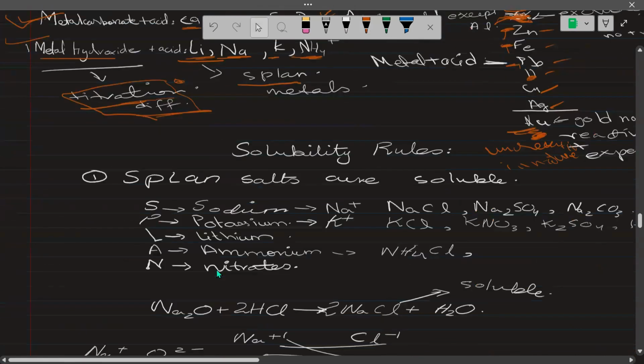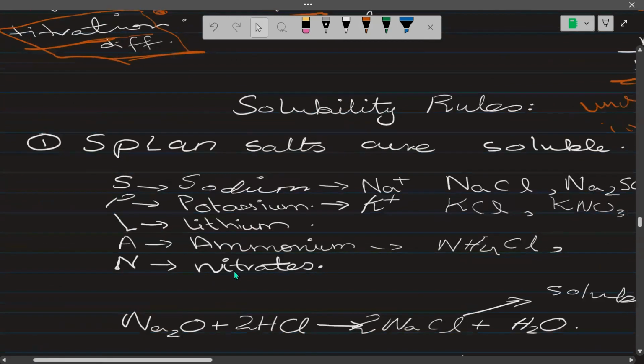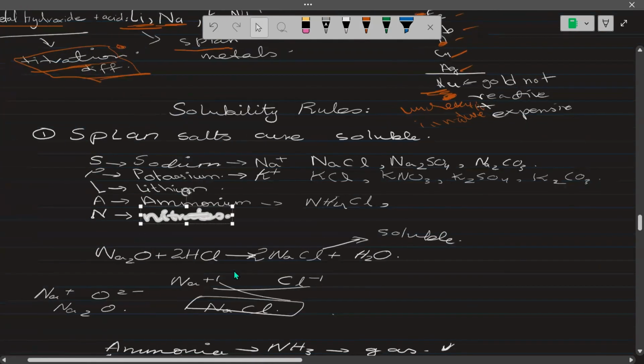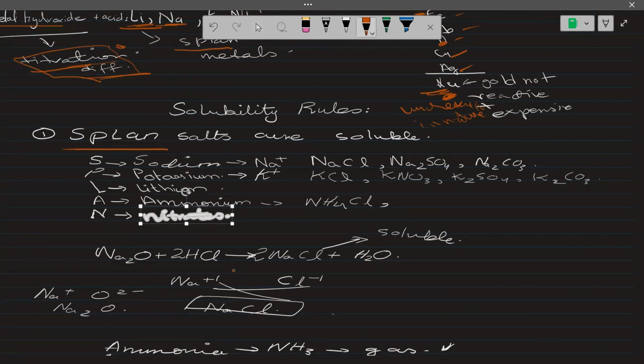Now let's come to the solubility rules. The first rule of solubility is that SPLAN salts are all soluble. SPLAN is derived from some element names. For example, S means sodium, P means potassium, L means lithium, A means ammonium, and N means nitrate. So this is just derived from the elements.